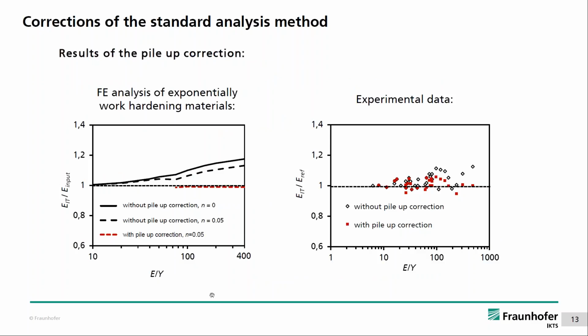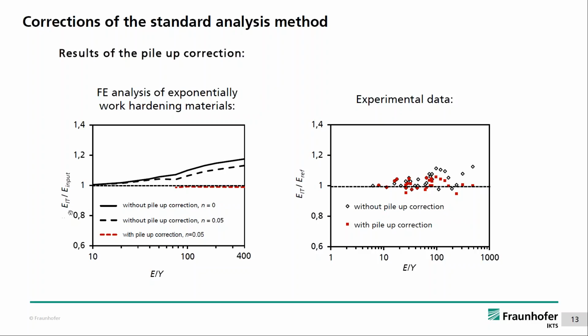And this is just to show you that it's pretty important. These are some results with pile-up correction. On the left side are simulation results, finite element simulations of indents in materials, and here is experimental data on the right. We see here on the x-axis E over Y, where E is Young's modulus and Y is the yield stress, and this is a rough factor for the elasticity and plasticity of materials. Very low numbers are very elastic dominated materials like glasses and so on, and very high numbers are materials with very plastic flow, so soft metals.